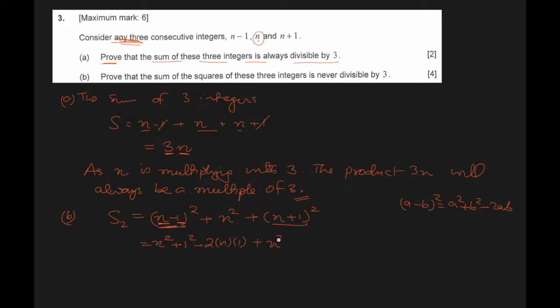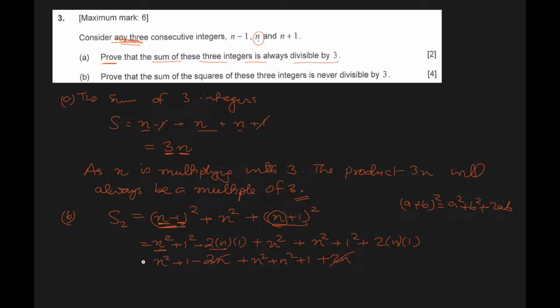Plus n square is n square, but here we will write a plus b whole square, which will be a square plus b square plus 2ab. So that's what I'm going to write now. a is n for me, a square plus b square plus 2 times ab. So n square plus 1 minus 2n plus n square plus n square again plus 1 again plus 2n.